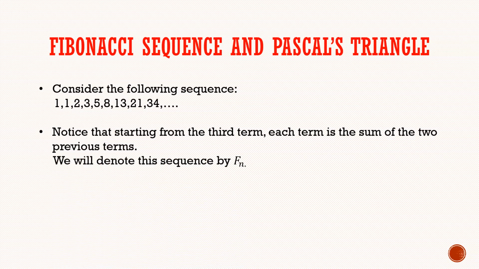We will denote the sequence by Fn. For convenience, we will let F0 equal 1, F1 equal 1, and Fn equals Fn minus 1 plus Fn minus 2 for n greater than or equal to 2.